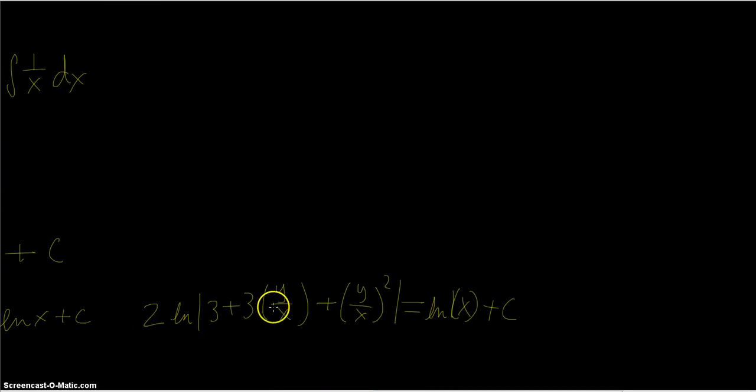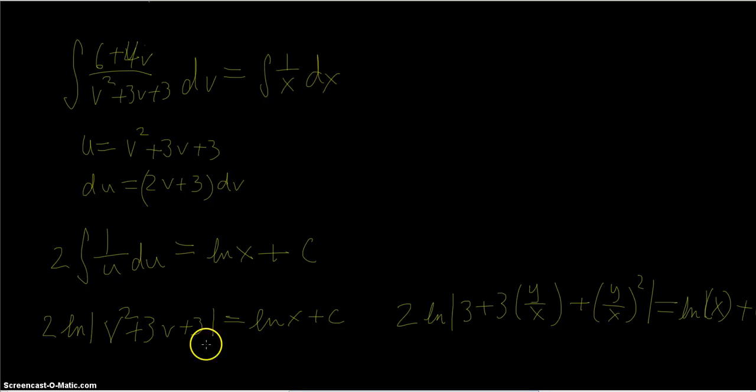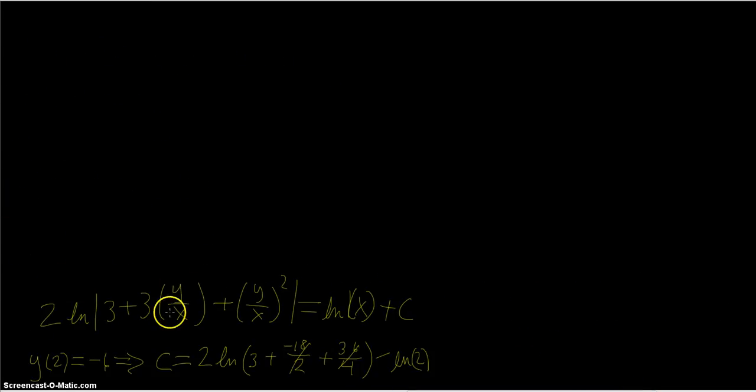So we'll go back to our statement that y equals v times x. Solve that expression for v and you get v equals y over x. So we'll replace all v's here with y over x. And then we will use our initial value condition that y of 2 is equal to negative 6. So we'll plug that into this and get 2 times log of 3 plus negative 18.